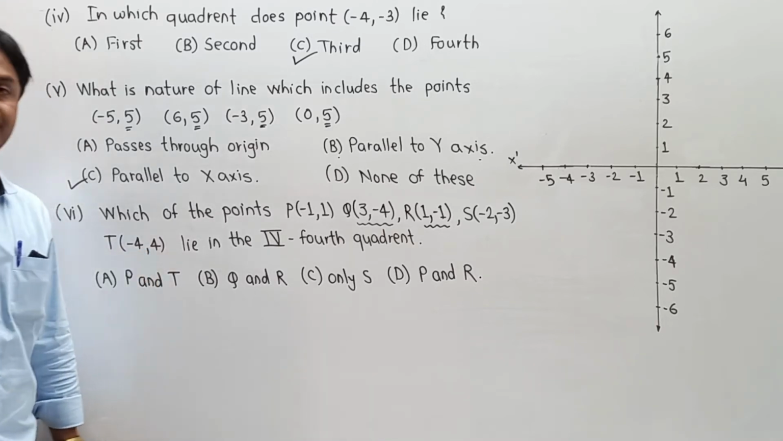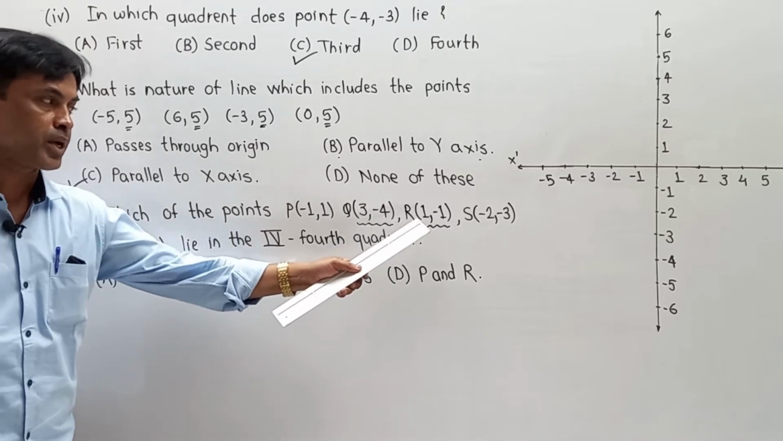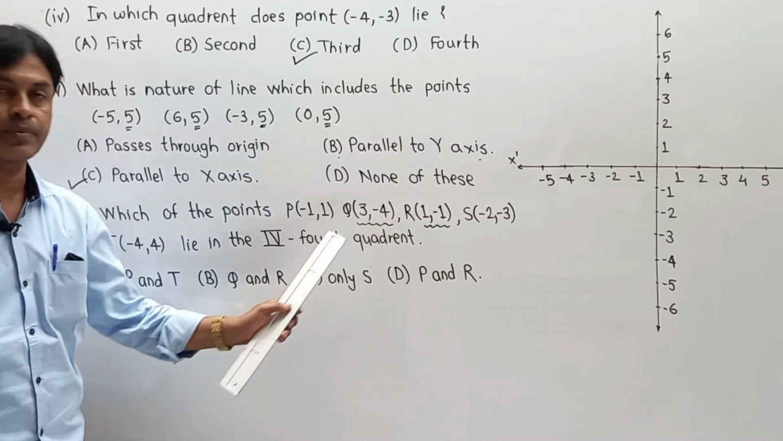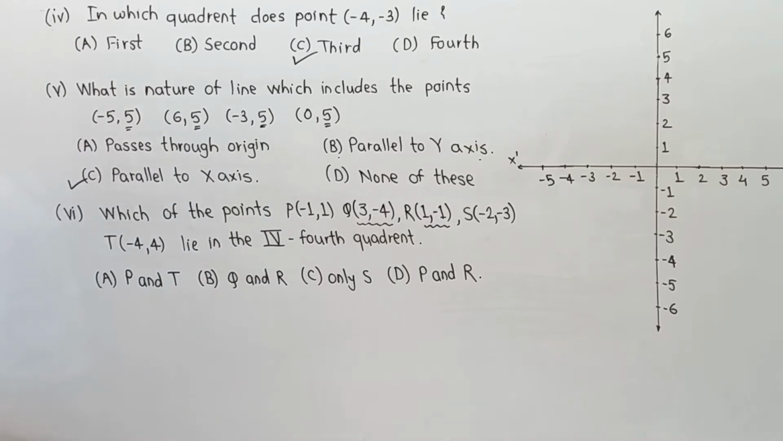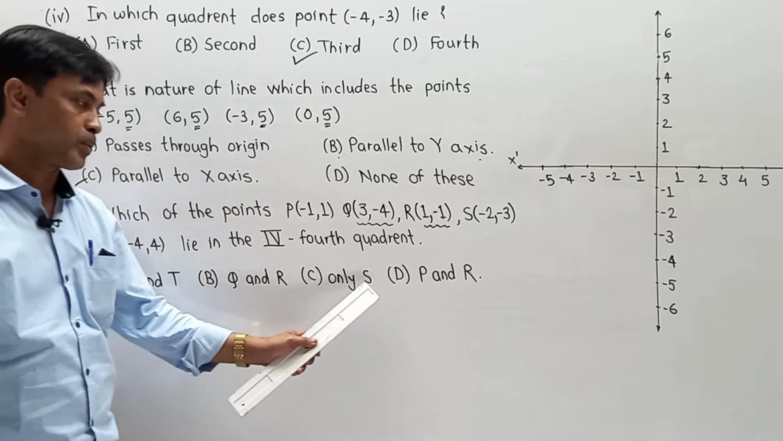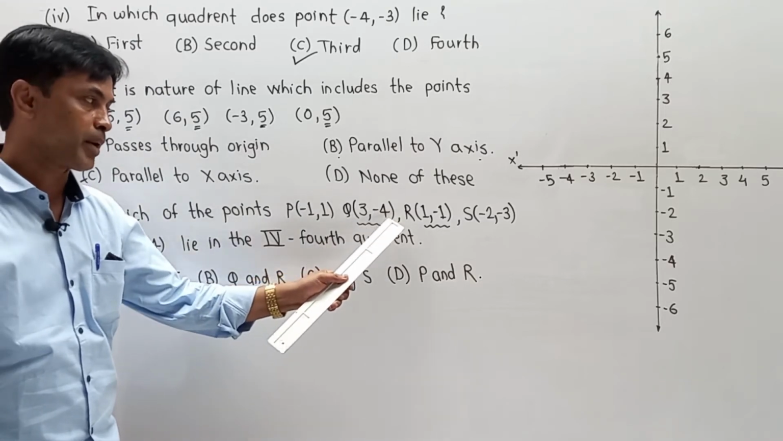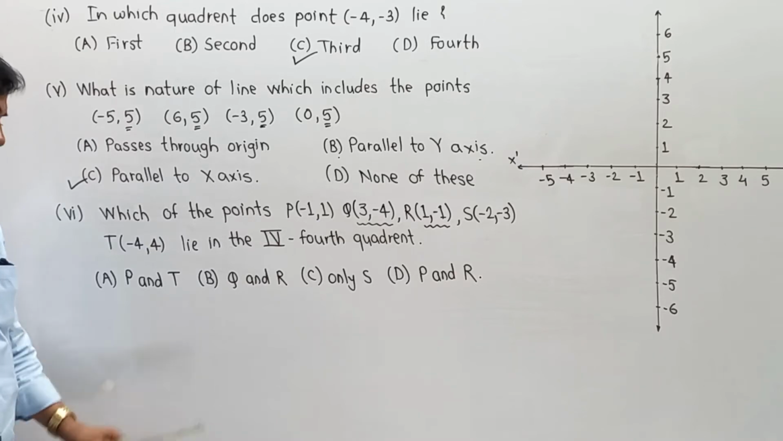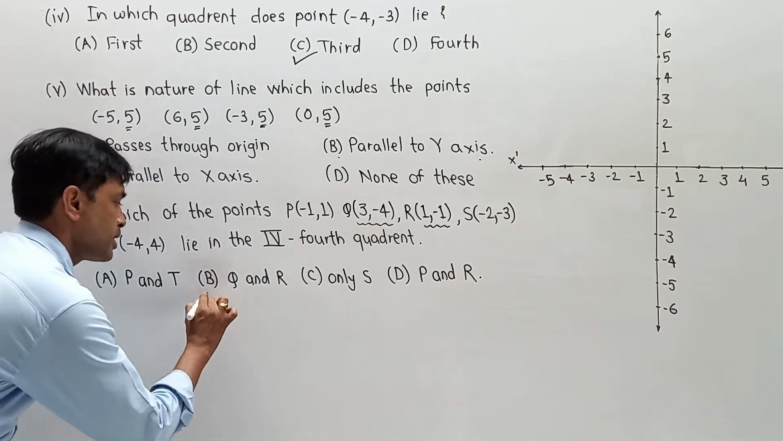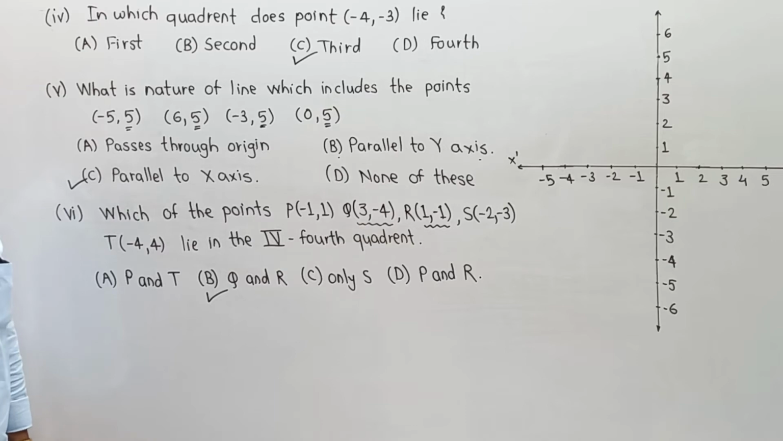We need the condition that the x coordinate must be positive and the y coordinate negative. There are only 2 points, one is Q and the next is R. They have given the first option P and T, second option Q and R, third option only S, and fourth option P and R. So according to our marking, Q 3, -3 and R 1, -1 are the only 2 points in the fourth quadrant. So Q and R means our answer B is correct. And in this way we have completed our respective first question.